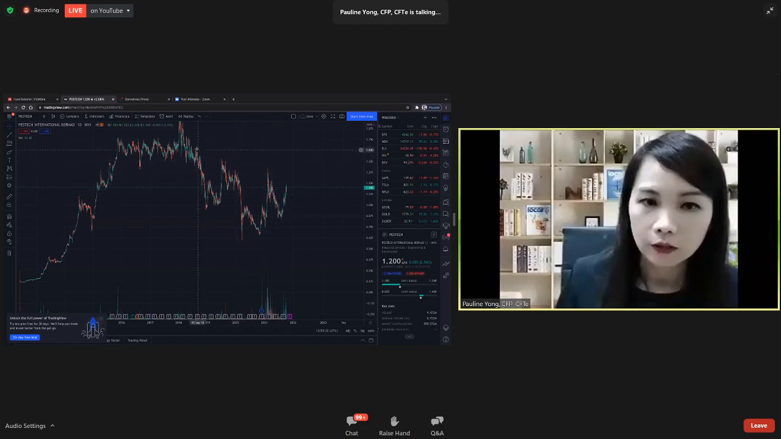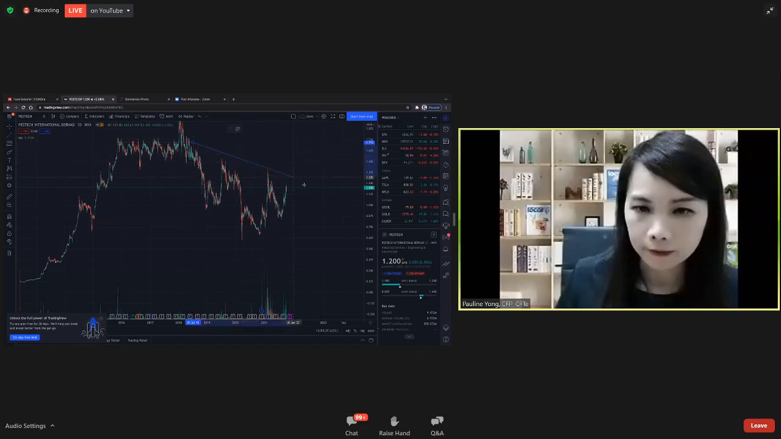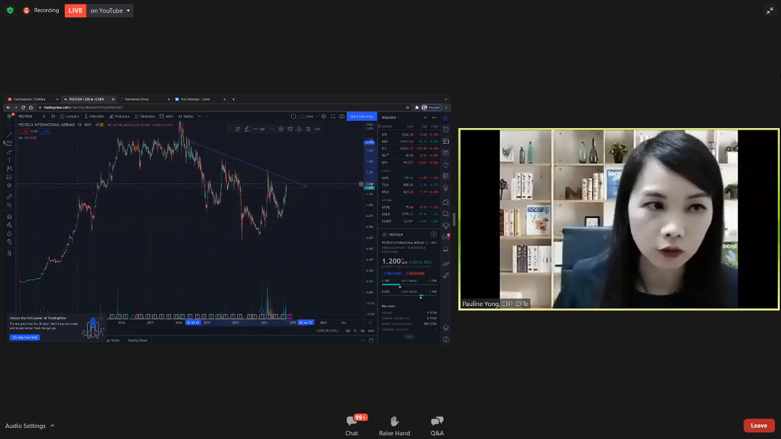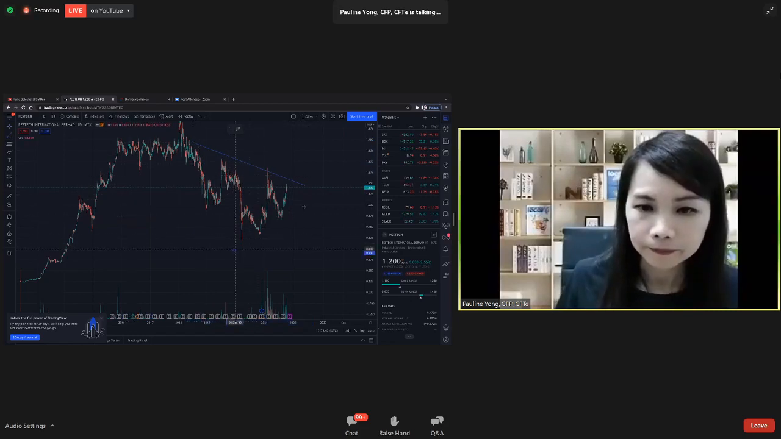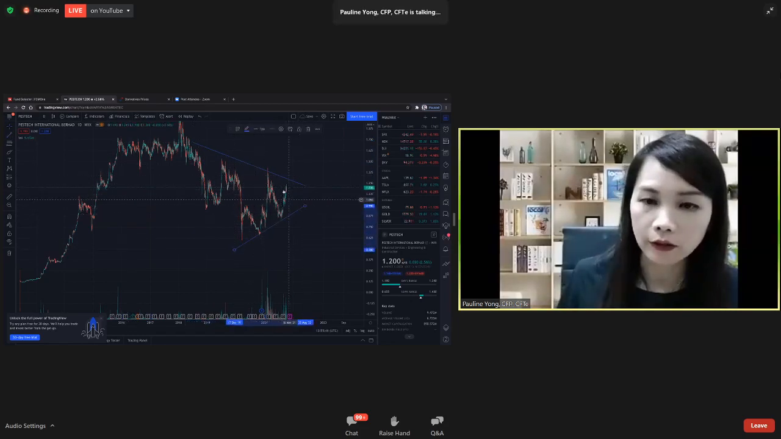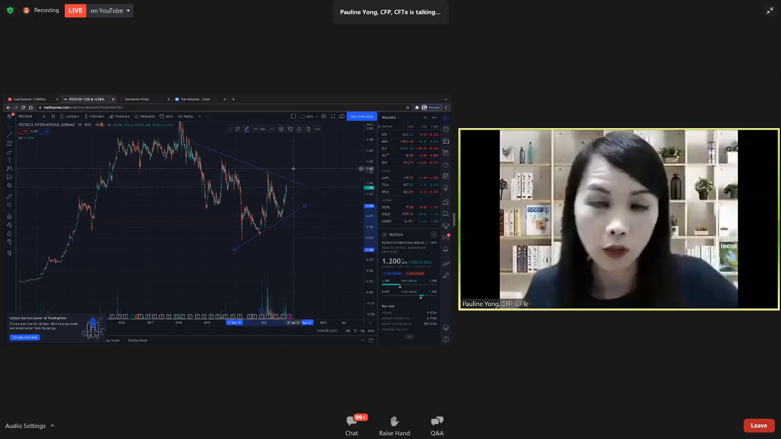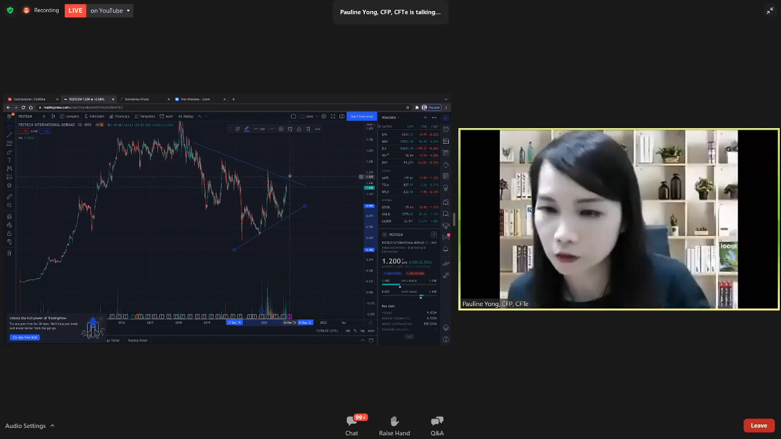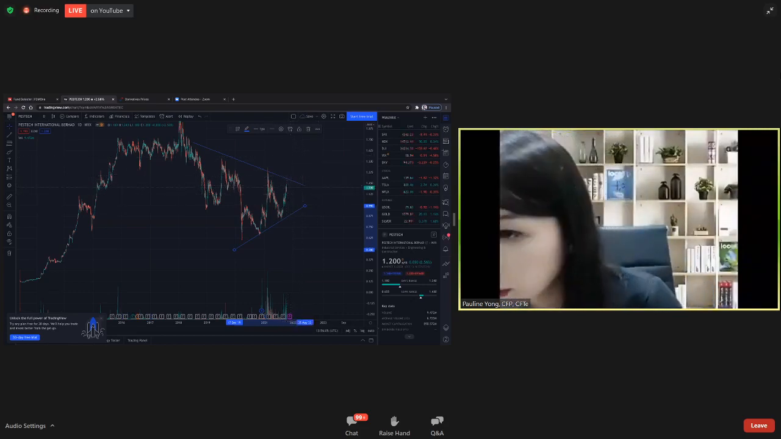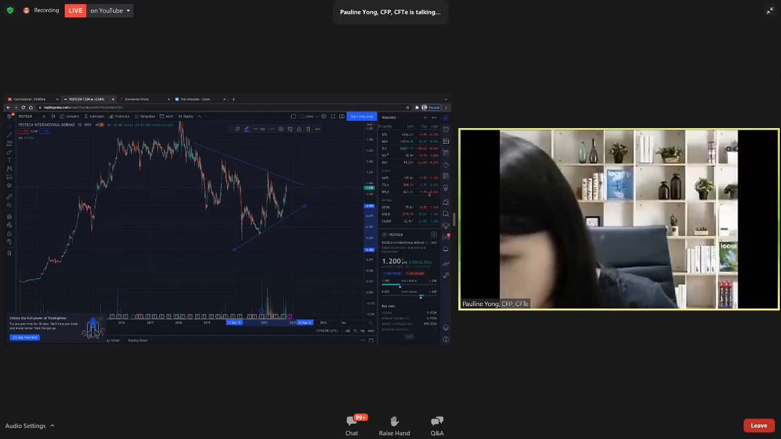This correction, you can draw something like this, as it's a triangle. It's a huge triangle correction here, A, B, C, D, E. So E, and then looking for a breakout here. Waiting for a breakout. There's no guarantee, but looks like it's going to break out. So this one is Pestech.